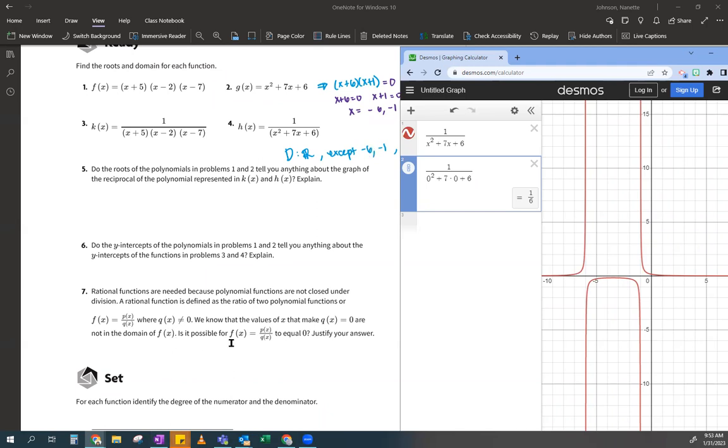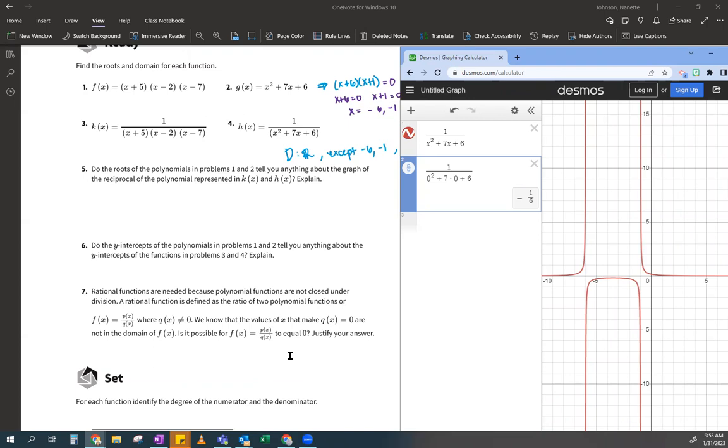Is it possible for f of x equals p of x over q of x to equal 0? Is it possible for it to equal 0? And here the answer was no, right? Because 1 will never equal 0. So what do you think? I will fast forward, maybe you pause it and figure it out. So the answer is actually yes. They're asking, is it possible for this function to equal 0? And the answer is yes.